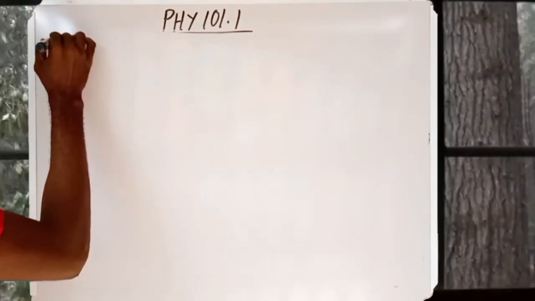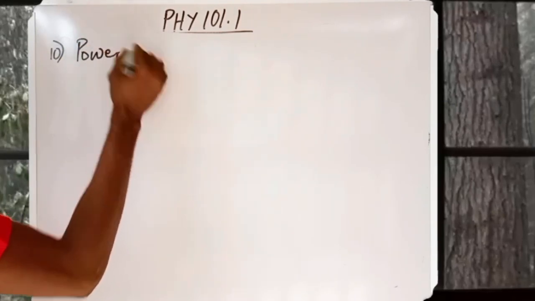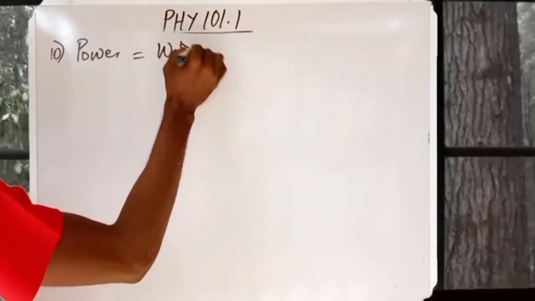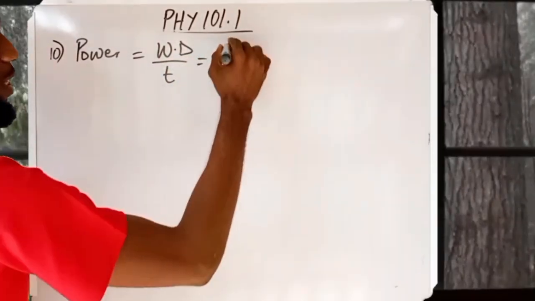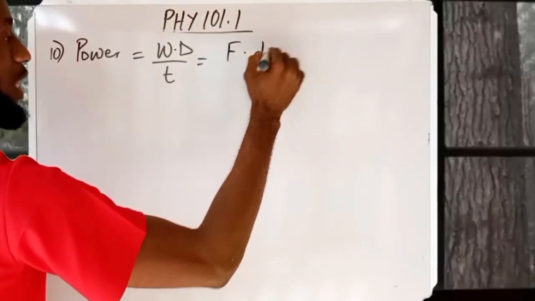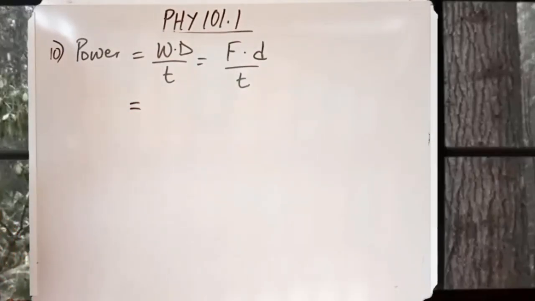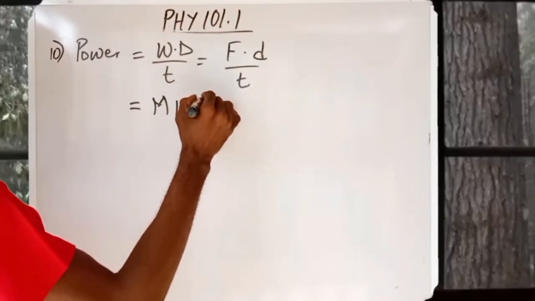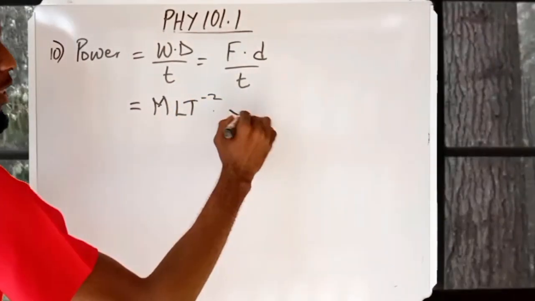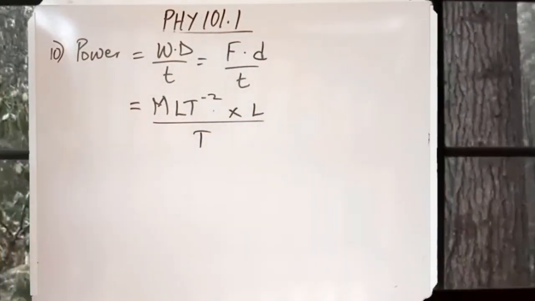Now our next is power. Power is when you've solved your work done, you divide it by time. So it means that power is force times distance, which is how we get work done, then divided by time. From this area, you can just isolate their dimensions. We already know force is mass times acceleration, which is L T minus 2. Now multiplying distance, which is L, and all over time, which is T.